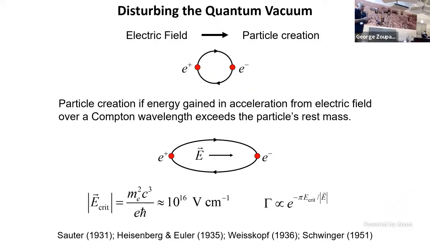So the idea is, say, an electron and positron comes out of the vacuum as virtual particles, but then they interact with the electric field, being pulled apart by the electric field. And you can have particle creation if the energy gained in acceleration from the electric field over the Compton wavelength of the electron exceeds the particle's rest mass. And if you put in the numbers, the critical electric field is something like 10 to the 16 volts per centimeter. So it's nothing you can do in your basement. But nevertheless, Schwinger pointed out that in the presence of electric fields, the QED vacuum is unstable, and it will have a decay width proportional to e to the minus pi times E critical divided by E.